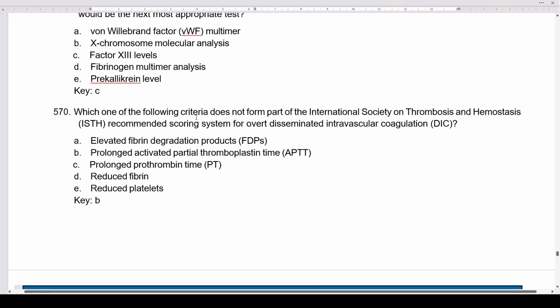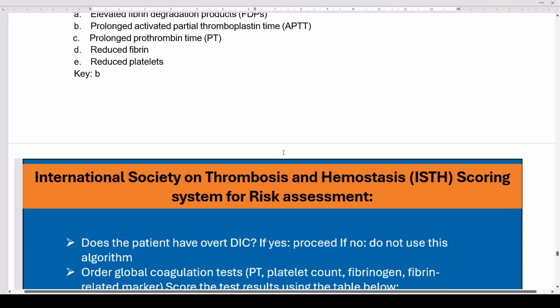Okay. Which one of the following criteria does not form part of the International Society on Thrombosis and Hemostasis recommended scoring system for overt DIC? Number one is elevated fibrin degradation product. Number two is prolonged APTT. Number three is prolonged PT, reduced fibrinogen and reduced platelets. So, what is not included in this scoring system is APTT. APTT is not included in ISTH scoring system.